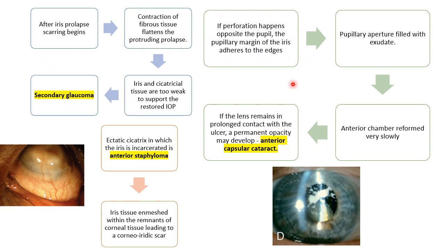What happens to the lens? Behind the iris is the lens. Now, this lens would remain in prolonged contact with the ulcer, and in such cases its nutrition is impaired, leading to the formation of an anterior capsular cataract. It is a type of complicated cataract.